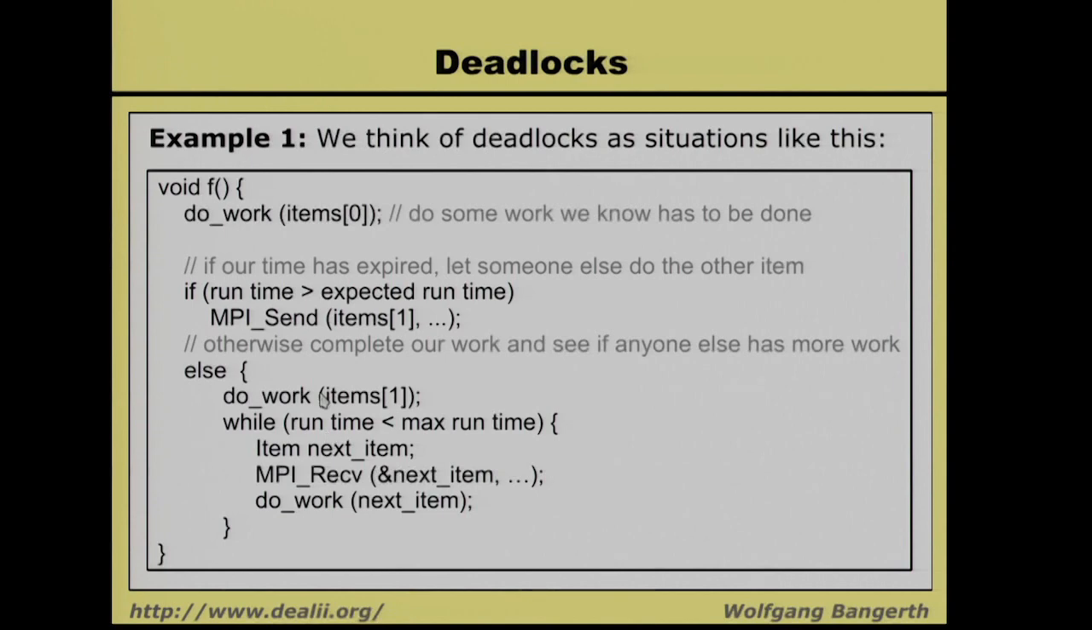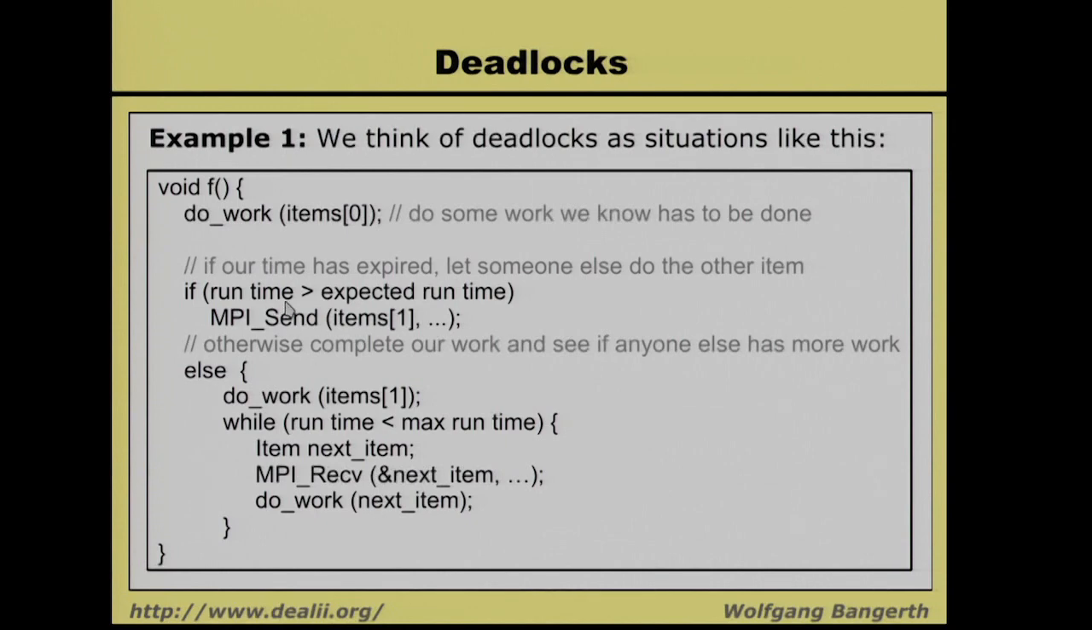Let's say we have a situation where each process has two items to work on, item 0 and item 1. We both start with working on item 0, and then we ask the time: has the runtime already exceeded the expected runtime of a sample? If that is not the case, then we work on the other one, and while there is still time left over, we're quite happy to receive another item from somebody else to work on.